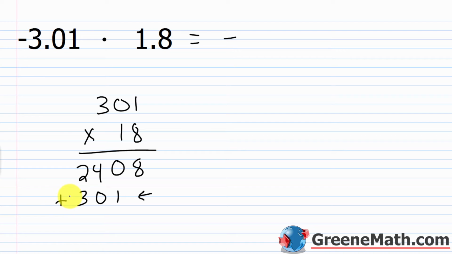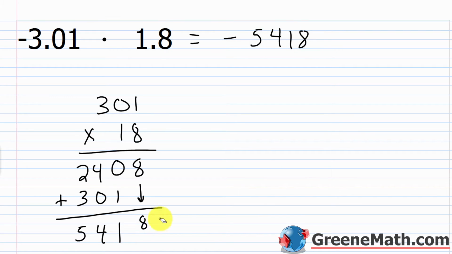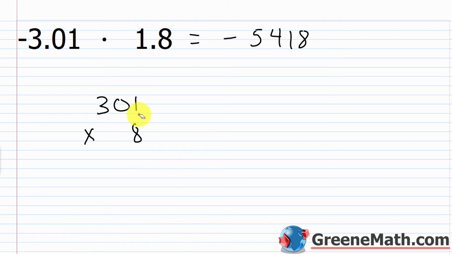And now we're going to add. So just bring down this 8. 0 plus 1 is 1. 4 plus 0 is 4. 2 plus 3 is 5. So I get 5,418. And again, this is not my answer. I'll write this up here next to this negative, 5,418. And I can go ahead and erase this now.